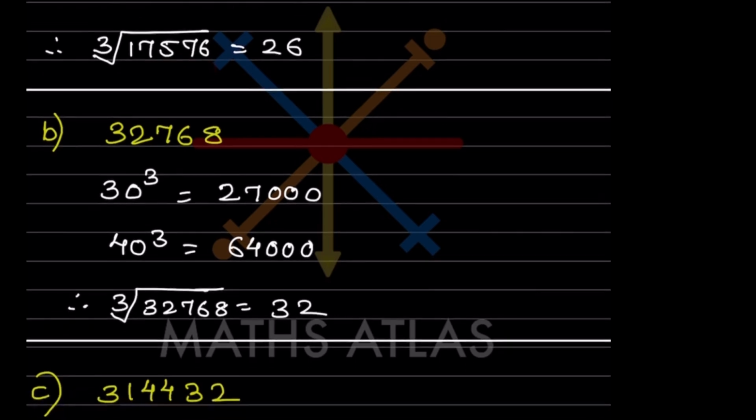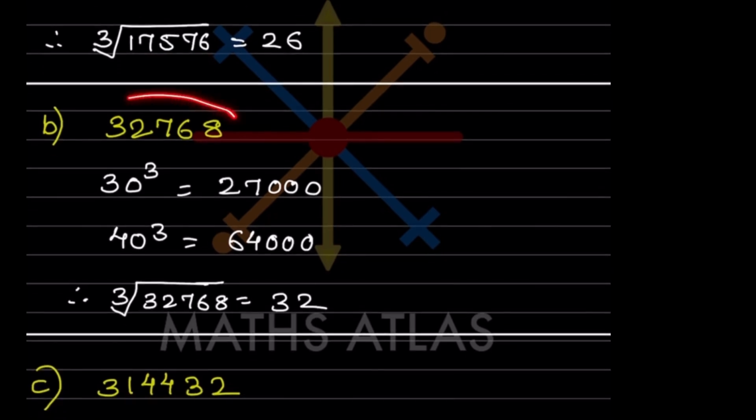17576. Now here, 32,768. So this is going to be in between 30 cube and 40 cube. 30 cube is 27,000 and 40 cube is 64,000. So now you will look at the unit digit. So that is going to be, this is 8.